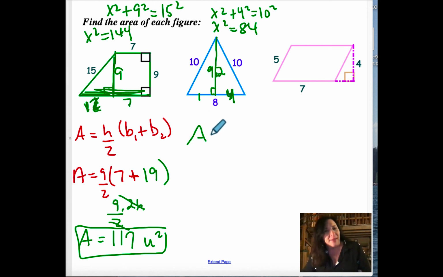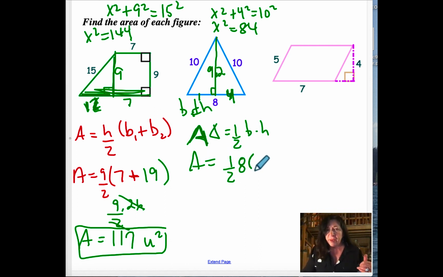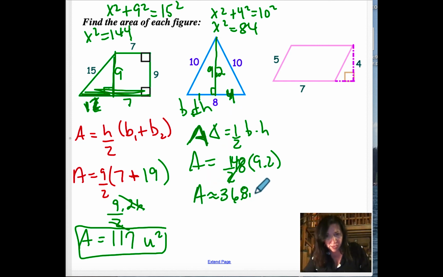So to find the area of my triangle, I'm going to go 1/2 the base times height, but remember, the base has to be perpendicular to the height. So we're going to go, the area is equal to 1/2 my base, which is 8, not 4, 8, times the height, which is 9.2. So I'm going to go 1/2 of 8 is 4, and then I'm going to go 9.2 times 4, and that equals 36.8. So the area is about 36.8 units squared. Cool. All right, last one.